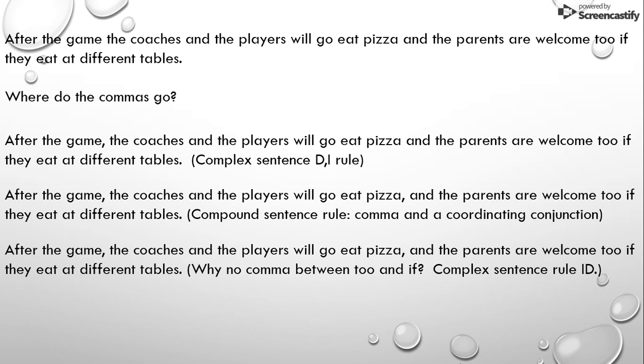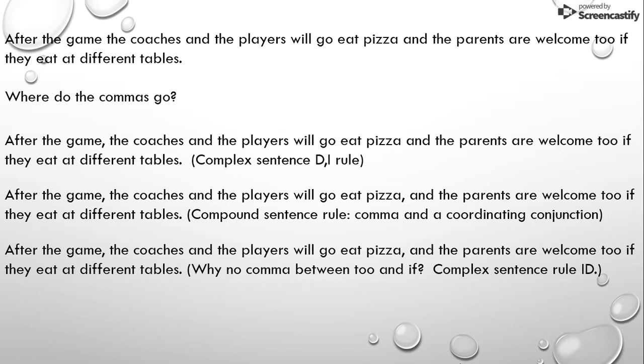Now, some of you may have put a comma in between to and if. We don't want to put that comma there. If you put a comma in between to and if, you weren't following the rules that we talked about in the complex sentence video. In a complex sentence, when we write in the ID pattern, we don't put a comma between the independent clause and the dependent clause. The parents are welcome too is an independent clause, which means I do not need a comma to separate to and if. That part of my sentence is correct. And so the sentence you're looking at now is correctly punctuated.